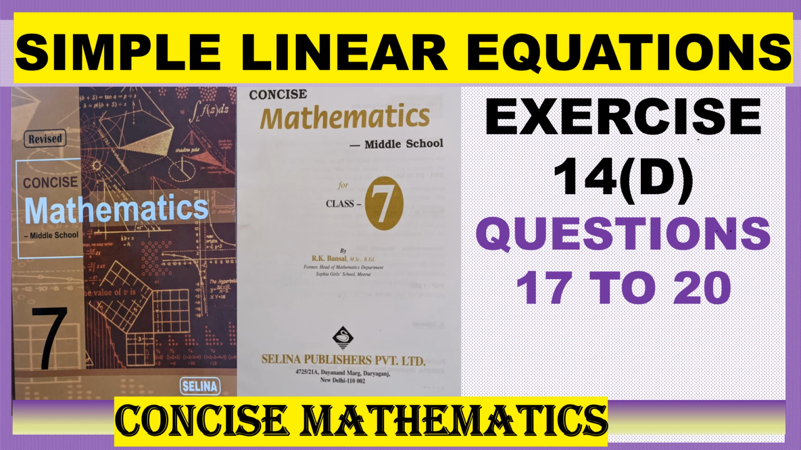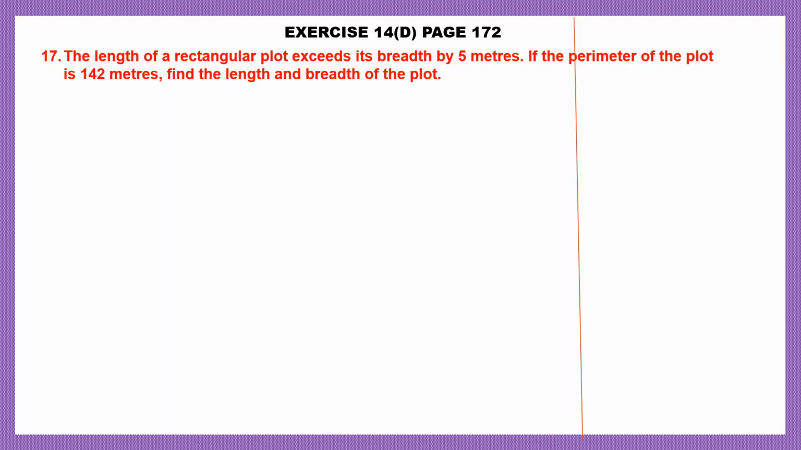Hello students, let's do simple linear equations, exercise 14D, questions 17 to 20. Page number 172, we are with question 17. The length of a rectangular plot exceeds its breadth by 5 meters. If the perimeter of the plot is 142 meters, find the length and the breadth.